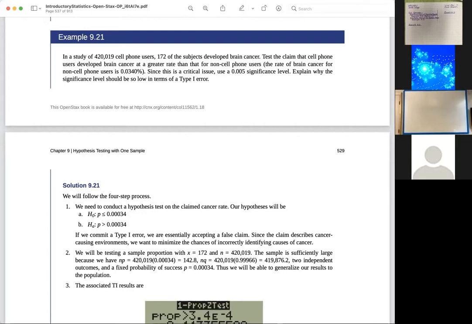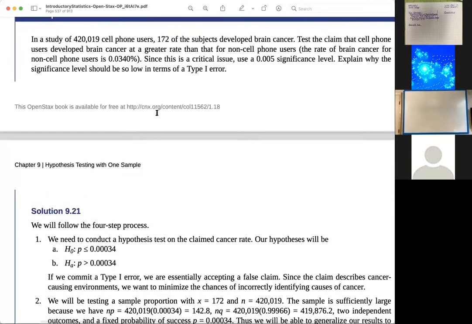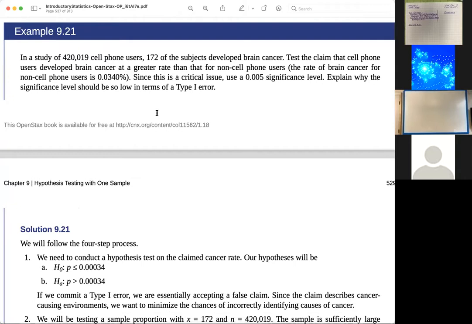In a study of 420,000 cell phone users, 172 of the people developed brain cancer. Okay, are we concerned about that? Let's test this claim that the cell phone users developed brain cancer at a greater rate than non-cell phone users. Remember, because brain cancer can exist in our environment with or without cell phones.